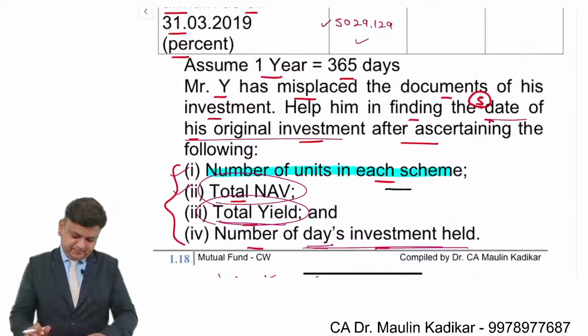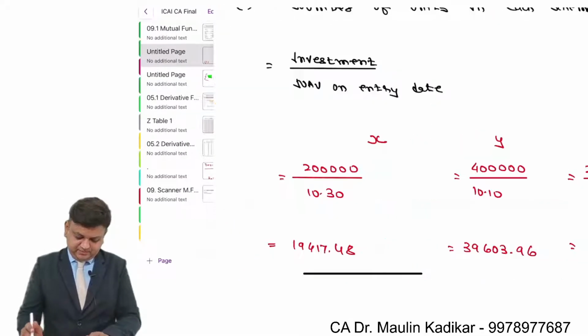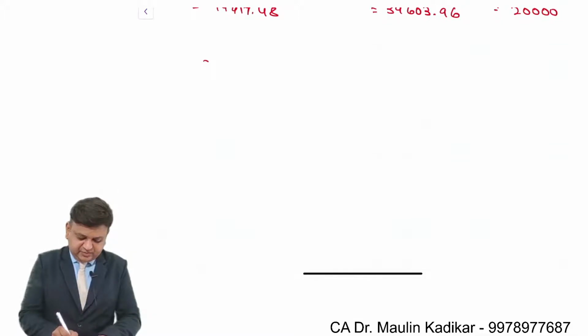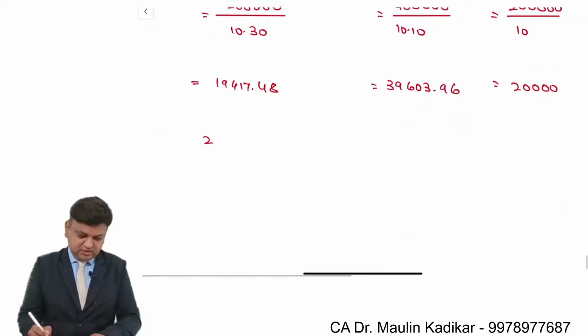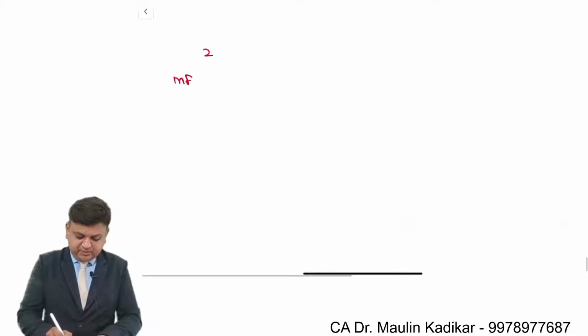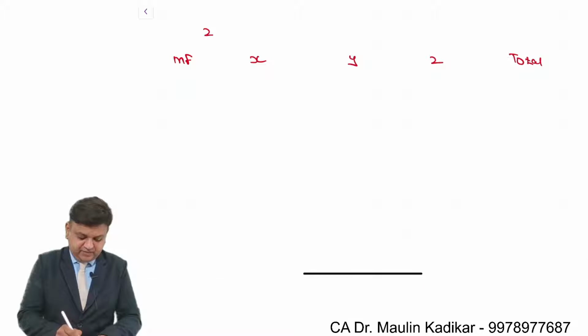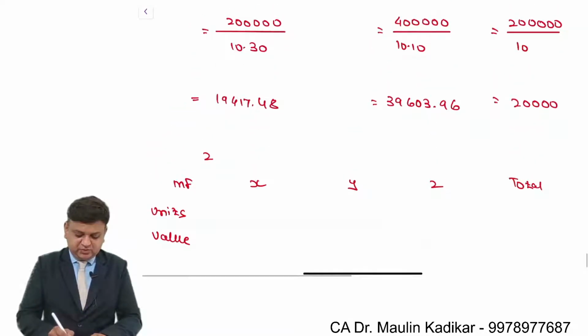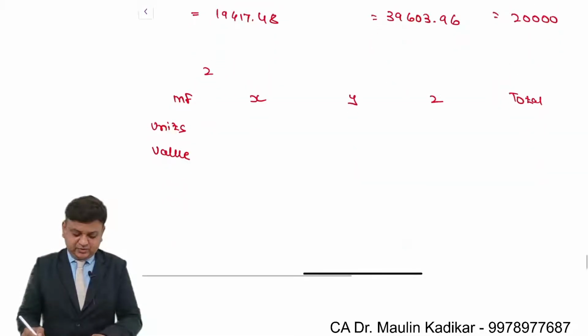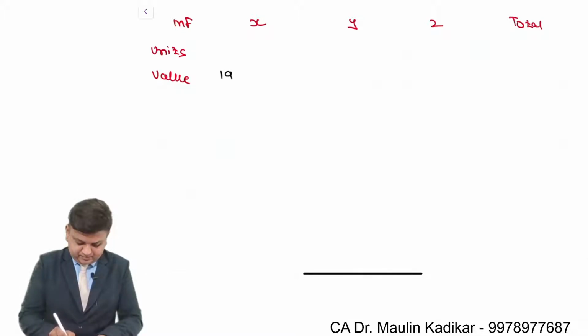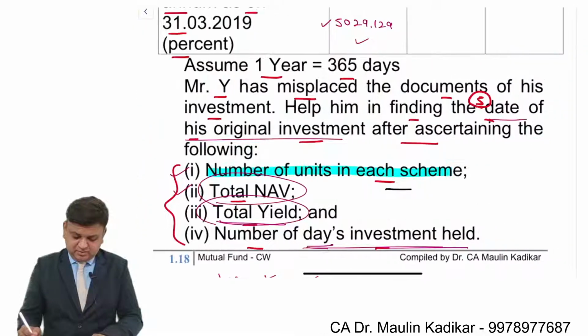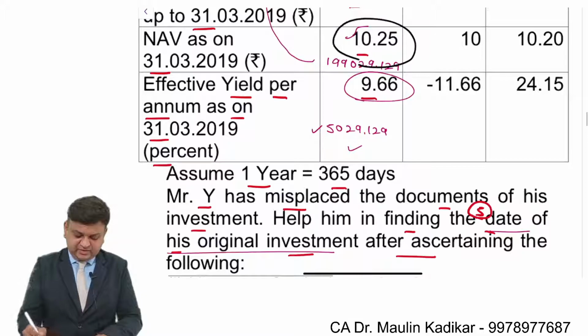Second part of the question, what is the total NAV? Let us see how to compute the answer. It is mutual fund X, mutual fund Y and mutual fund Z. Total. We understand that's the units value. For X mutual fund it is 19,417.48 into NAV per unit, that is an amount of 10 rupees 25 paise.